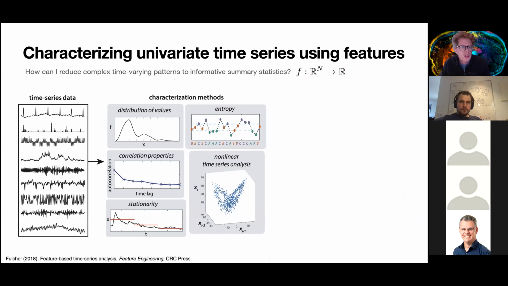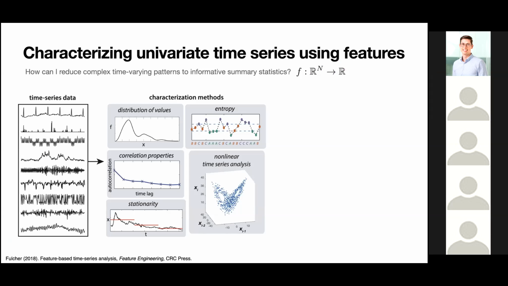Okay, so there are many different types of methods also used to analyze time series. And in order to make it easy to compare, we're going to consider methods for time series analysis in the simple form of taking a time series and outputting a single real number. So, like I've written there, how do we reduce a complex time-varying pattern to a single informative summary statistic?